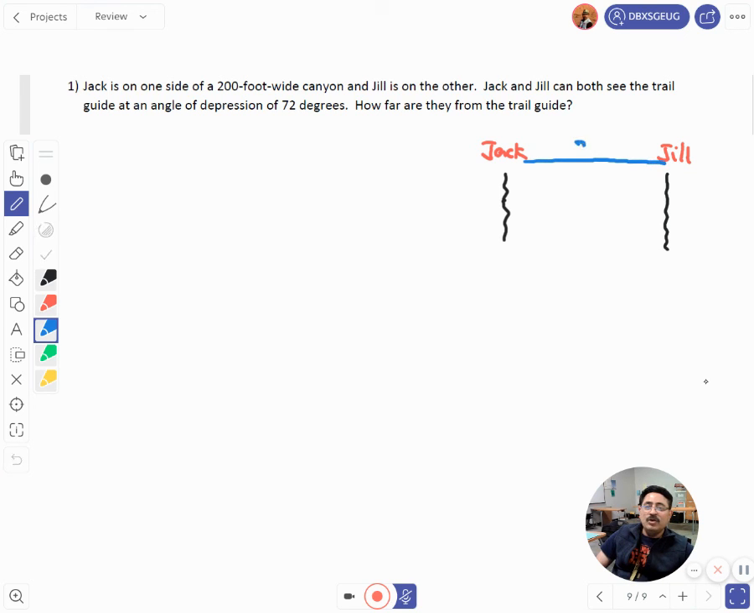The width is 200 feet. And Jill is on the other side. Jack and Jill can both see the trail guide. So here is the trail guide at an angle of depression of 72 degrees. How far are they from the trail guide? So think of it, and you solve this one on your own. If you have any questions, please send an email.